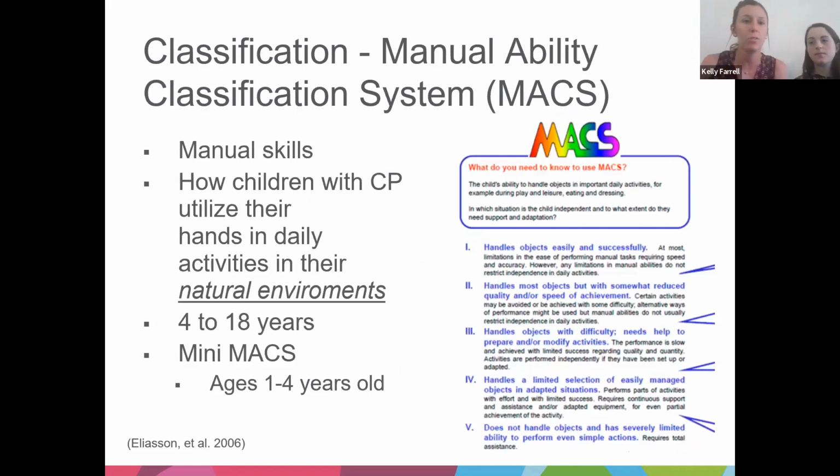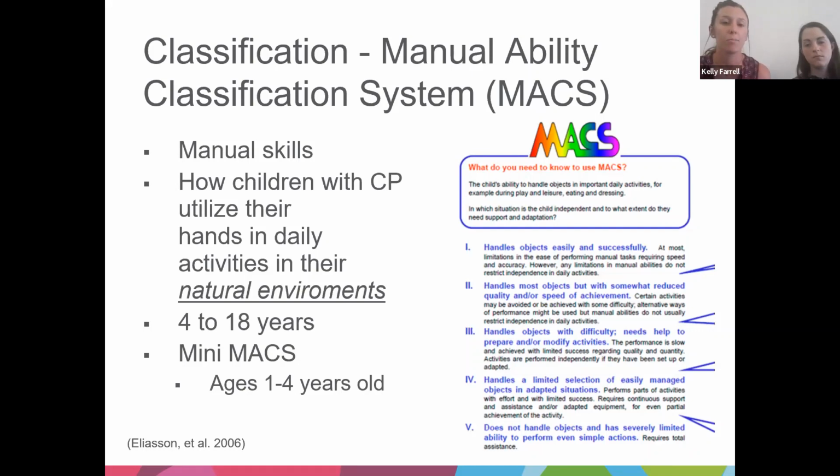All right, and then moving on, we're going to talk about the MACS, which is the Manual Ability Classification System, and we use this more in OT, where we're really looking at the manual skills and how children or individuals with CP utilize their hands in daily activities, but most importantly in their natural environments. It is from 4 to 18 years, and then we also have a mini MACS, which is ages 1 to 4. What I like about this is it's also following the GMFCS because it's from 1 to 5.